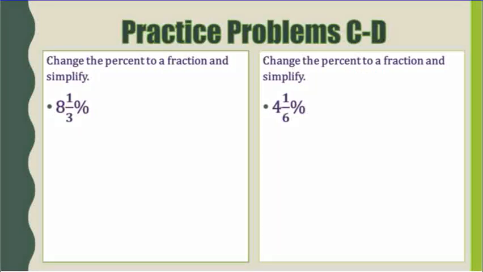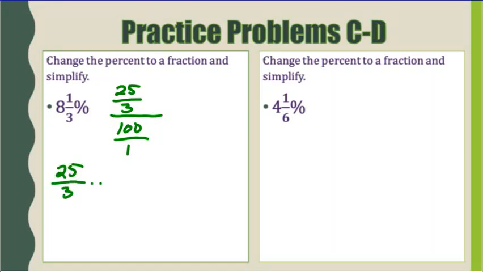Next, more percentages. So this again is 100 over 1. 3 times 8 is 24, plus 1 is 25, so we've got 25 thirds. To do the division, I start with my numerator, 25 thirds, multiplied by the reciprocal, which is 1 over 100. And I know 25 divided by 25 is 1, and 100 divided by 25 is 4. Multiply across, and you get 1 over 12.